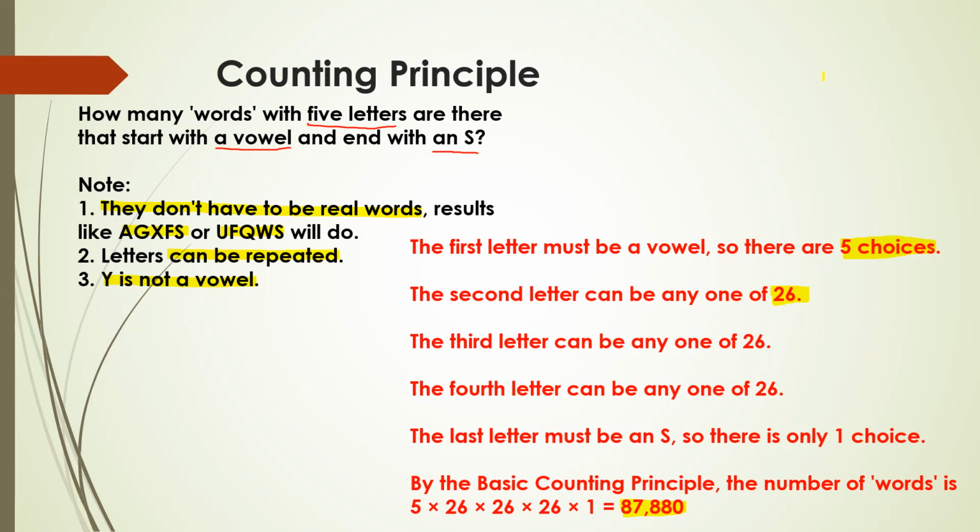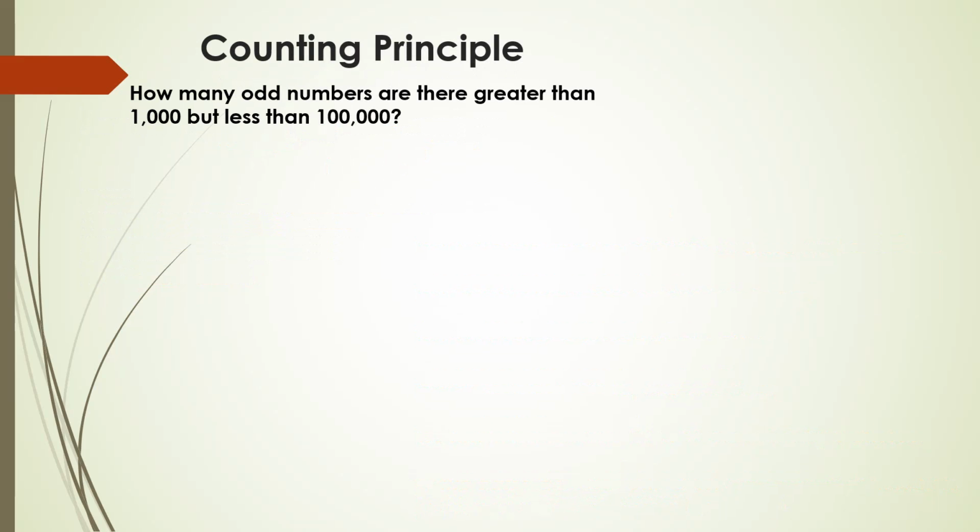87,880, folks. This is one sentence with 2 conditions, and the conditions are rather small. But look at the amount of options that we end up with at the end of the day. How many odd numbers are there that are greater than 1,000 but less than 100,000?